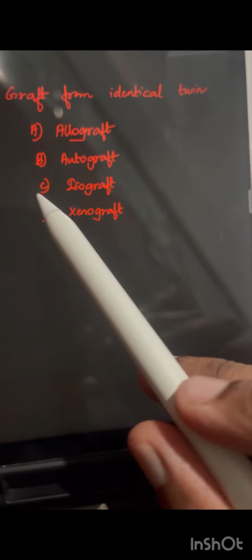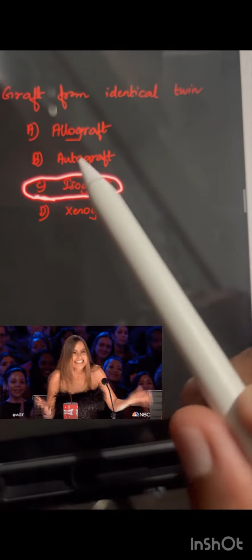Hello guys, here's a question for you. The graft from identical twin is called. The options are allograft, autograft, isograft and xenograft. The answer is isograft. Isograft is the graft from an identical twin.